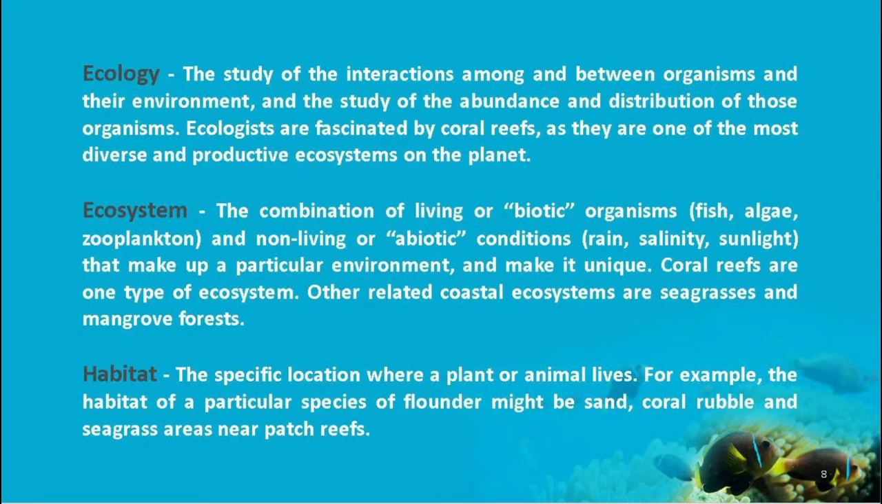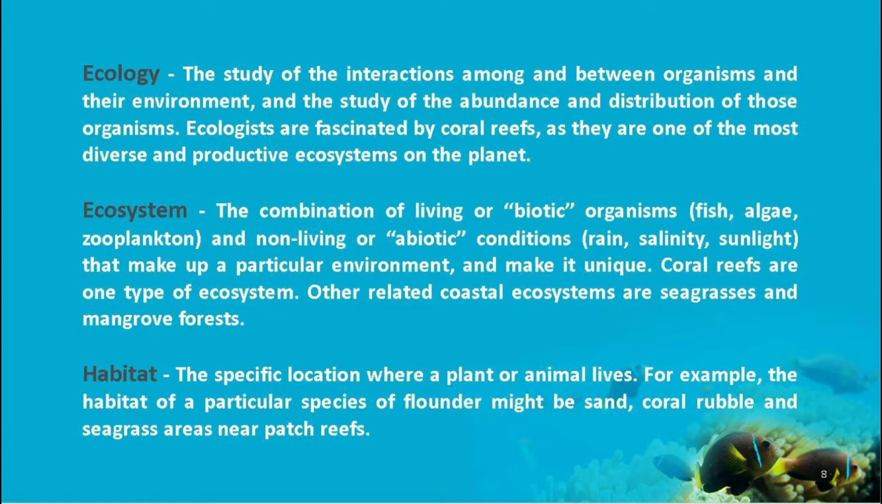Next is ecosystem. The combination of living, or biotic, organisms such as fish, algae, and zooplankton, and non-living, or abiotic, conditions such as rain, salinity, and sunlight that make up a particular environment and make it unique. Coral reefs are one type of ecosystem. Other related coastal ecosystems are seagrasses and mangrove forests.